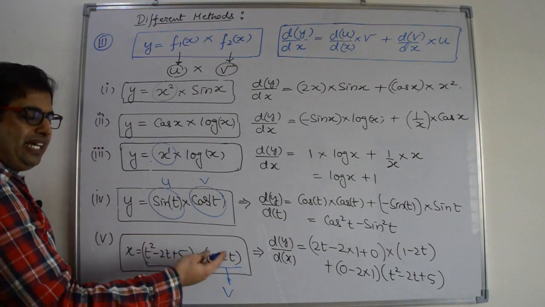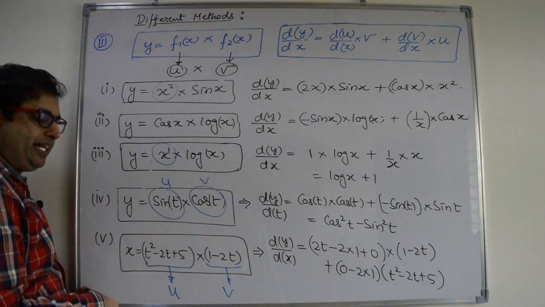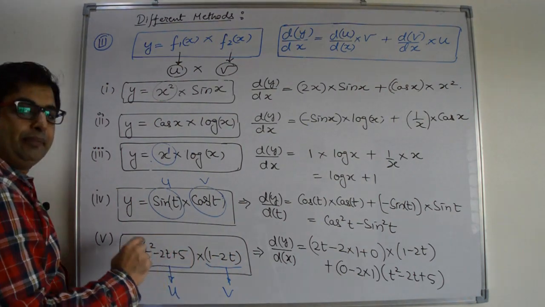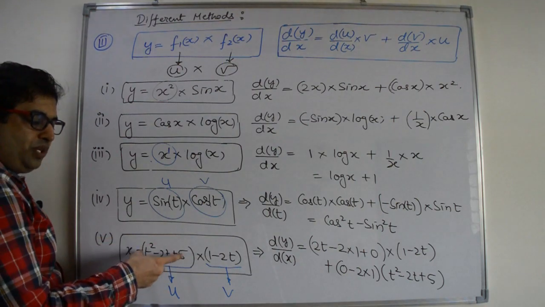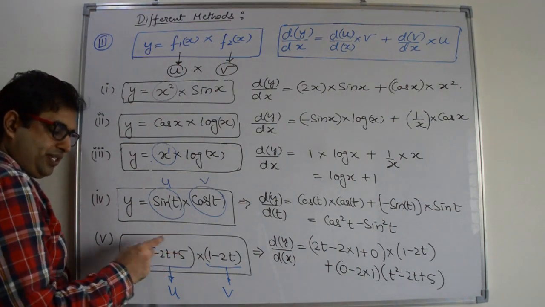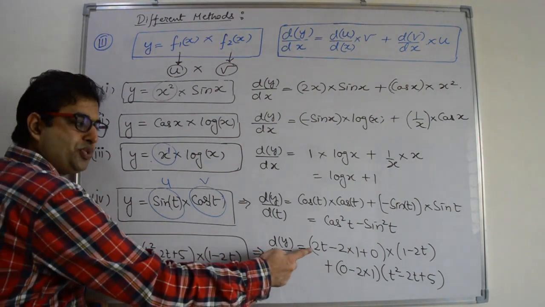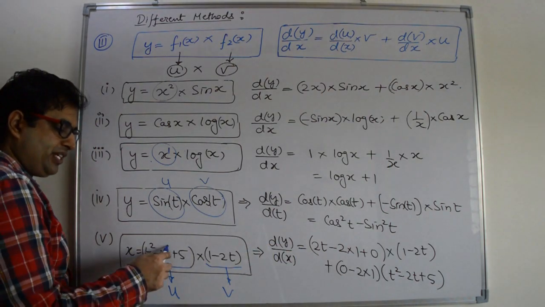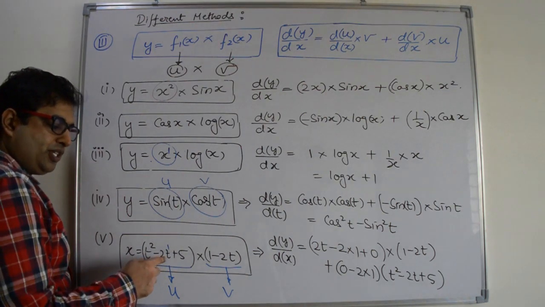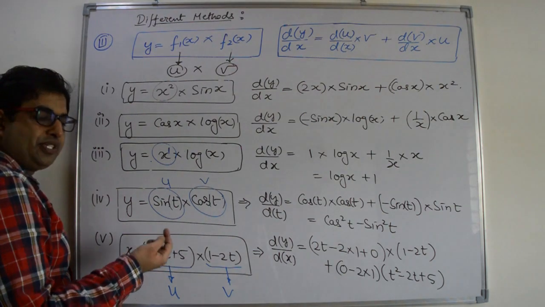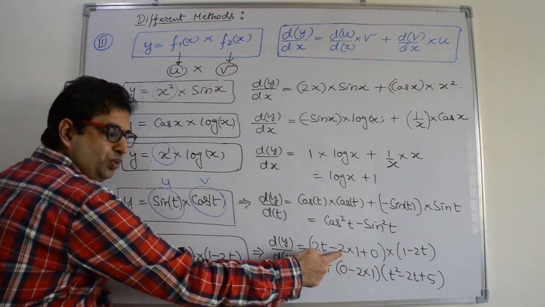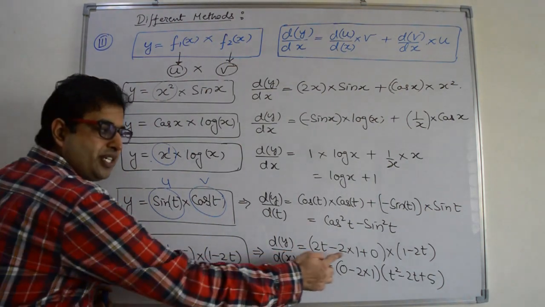You can multiply and then differentiate it, but directly I am using the u into v method because these two are in multiplication. So this is u. Let us differentiate u first. T square differentiation is 2t, minus 2t. T power 1 differentiation is 1 because it becomes t power 0, and t power 0 is 1. So 2t minus 2. 5 differentiation is 0.